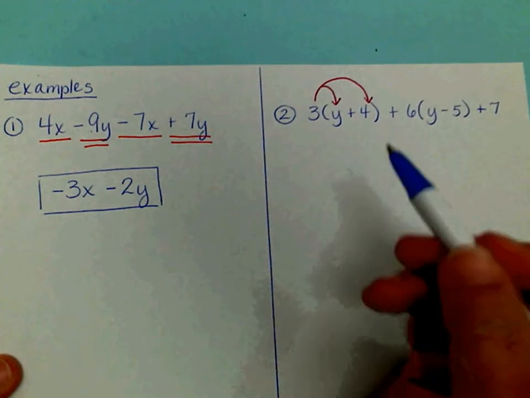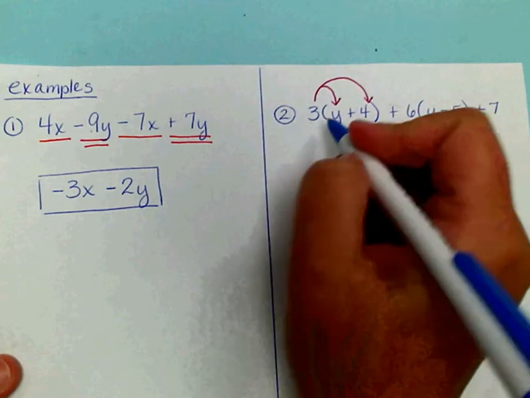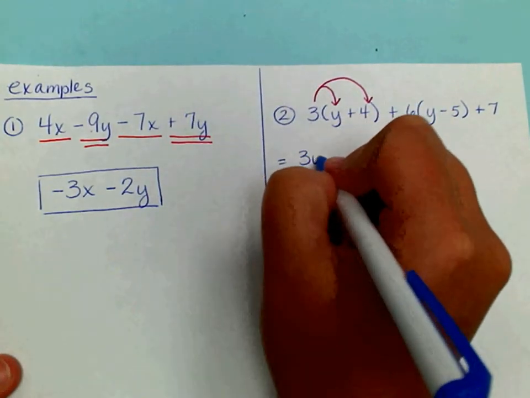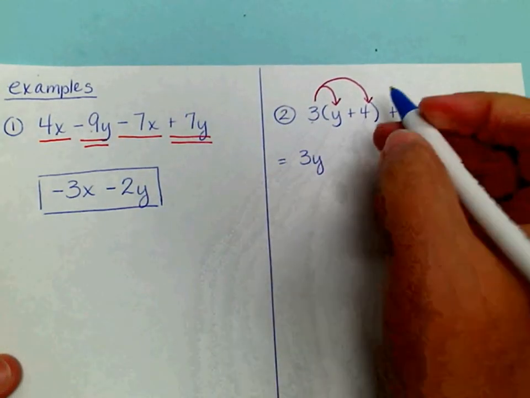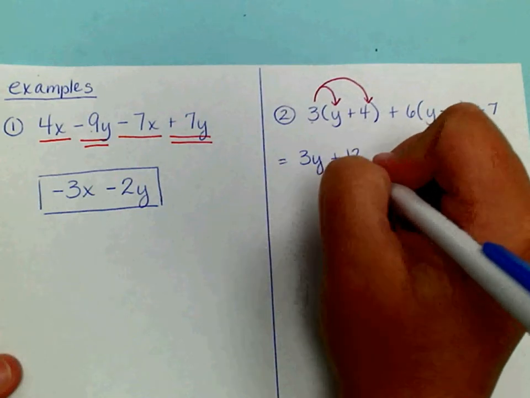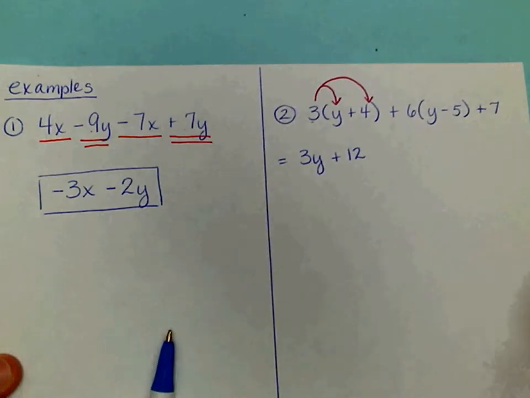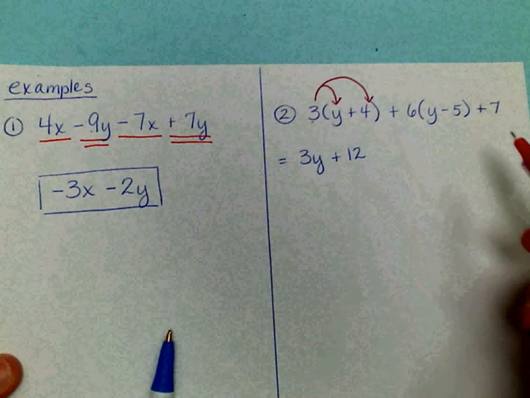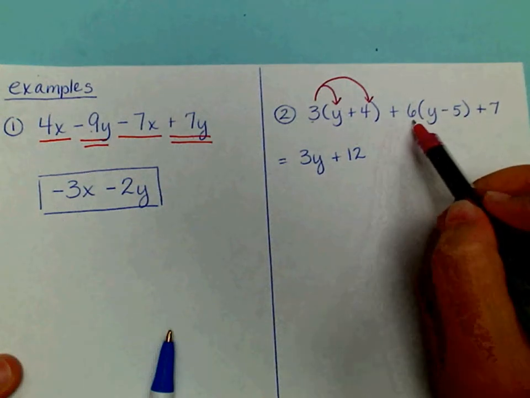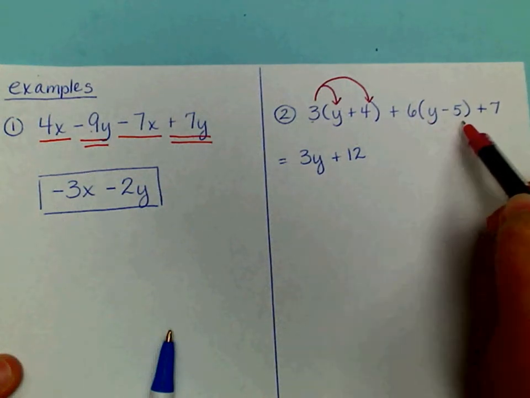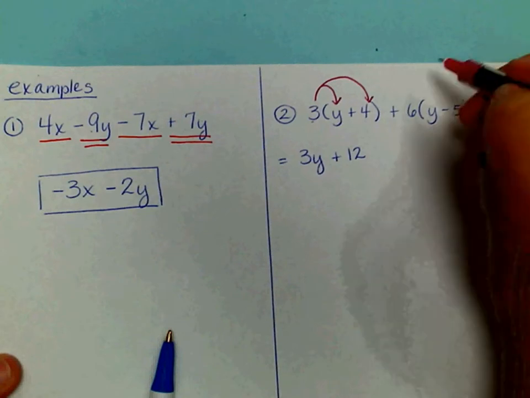So 3 times y is 3y. Our 3 times positive 4 is plus 12. Parentheses have ended, so we're done distributing. So next thing we see is this plus 6 times y minus 5. Another set of parentheses. So let's now distribute our 6.